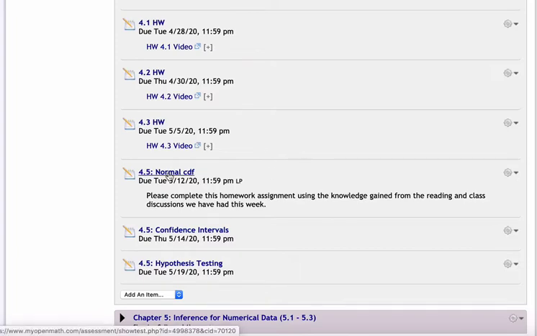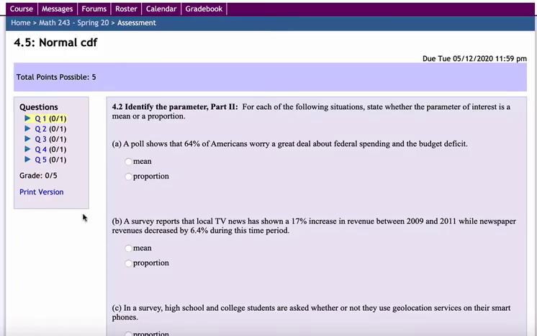Anyways, the first of the 4.5 sections deals with just normal CDF. What we'll see in 4.5 is we can also do confidence intervals and hypothesis testing, but not in this video. For normal CDF, there's 5 questions here, although really there's only 3, as you'll see when we go through. The first 2 are just kind of setting the stage for what 4.5 is all about.